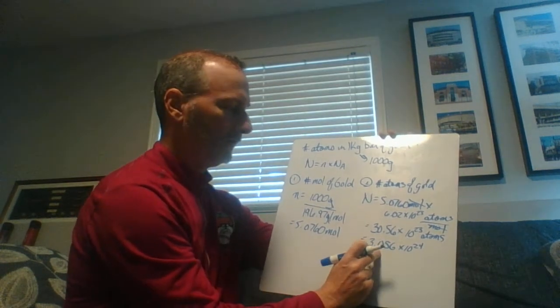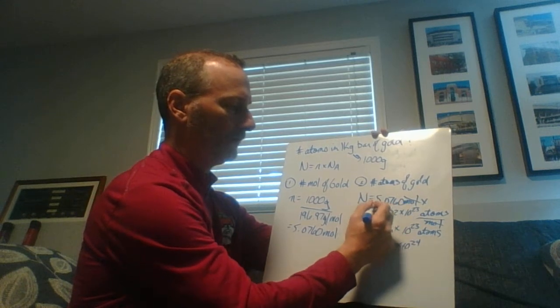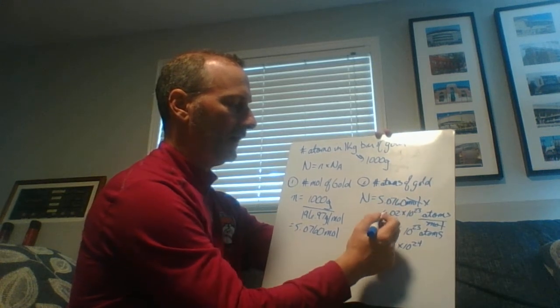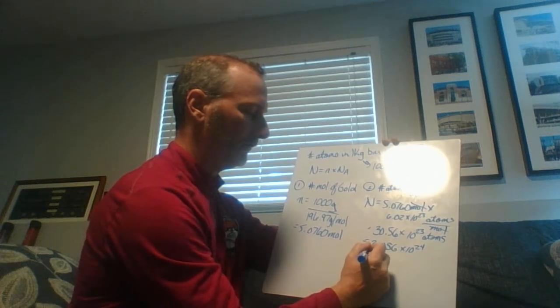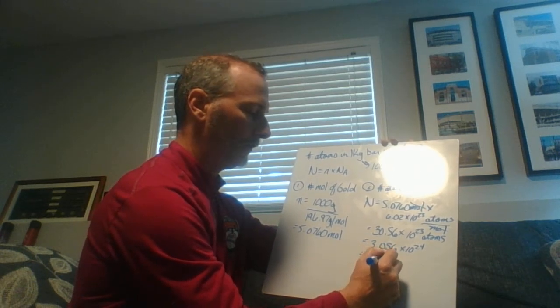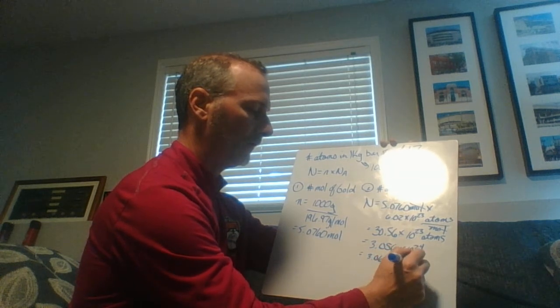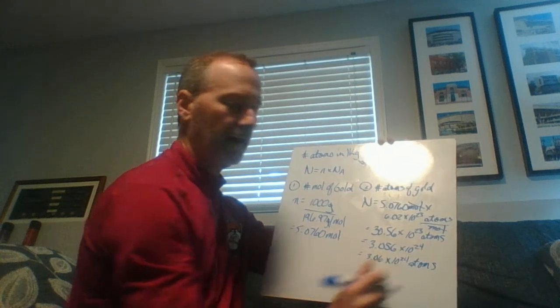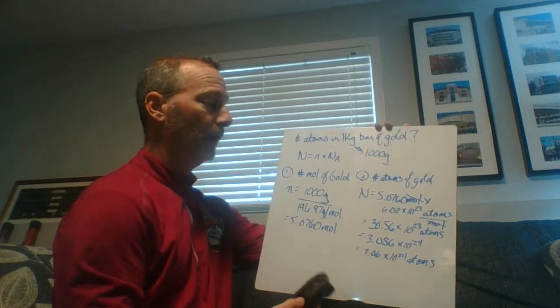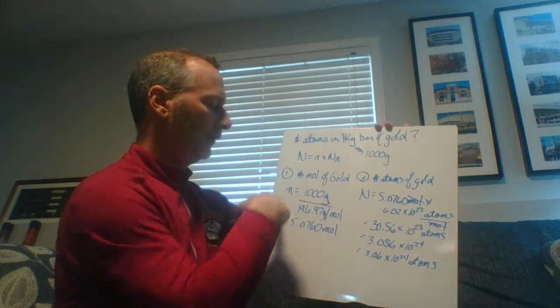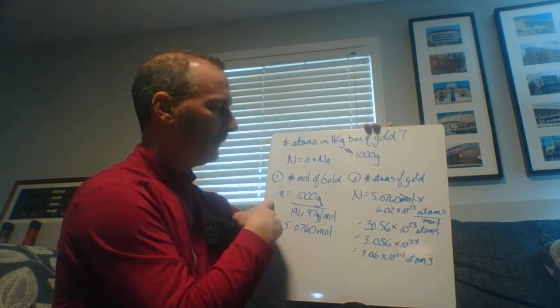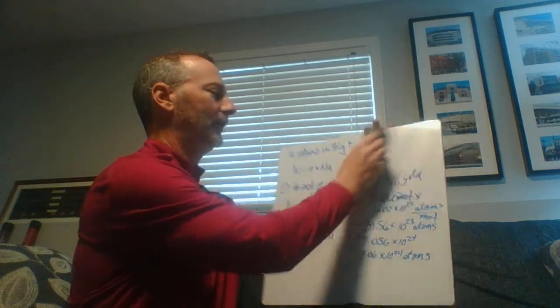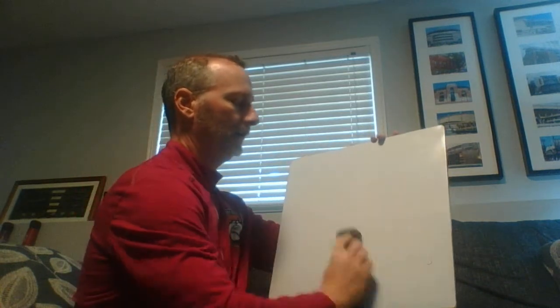And now significant figures comes into play. This one has a whole bunch of significant figures: 1, 2, 3, 4, 5. This one's only got 3, so I have to have 3 significant figures, which means this is 3.06 times 10 to the 24th atoms. Okay, so in this case, we combined both of the formulas we learned today: n equals m over M, and then N equals n times N_A. I know it sounds like I just said the exact same thing 6, 7 times.